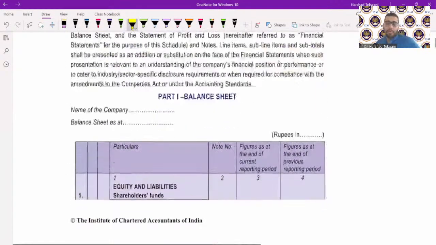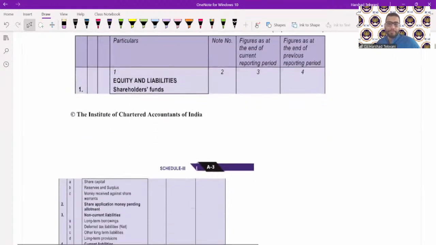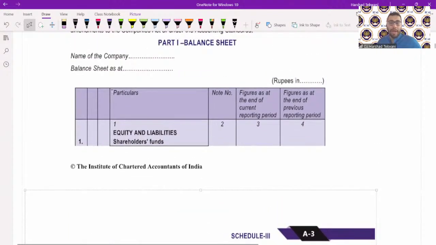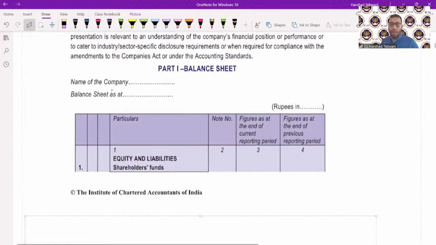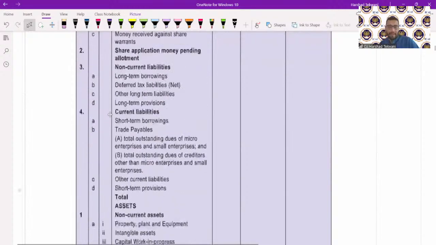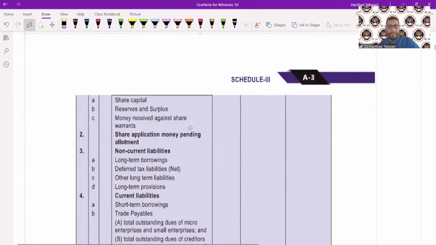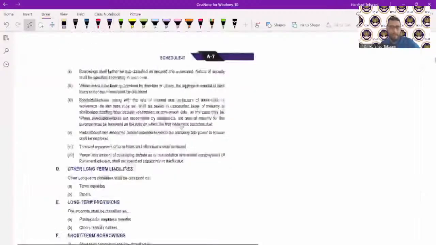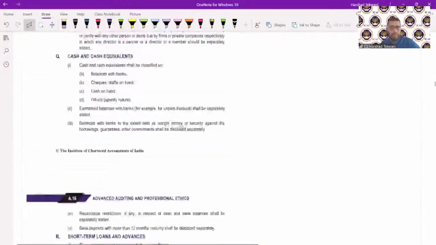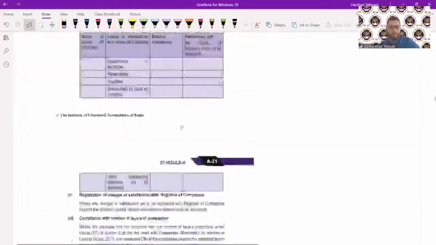Now Part 1, balance sheet. If you see Part 1 balance sheet in Division 1, it works in a different way. First you will identify the liability side: equity, shareholder funds, and all those details are given, and then you move to the asset side, which is reversed, which is a bit different in Ind AS. If you see the Ind AS portion, Division 2 Part 1, just a minute.